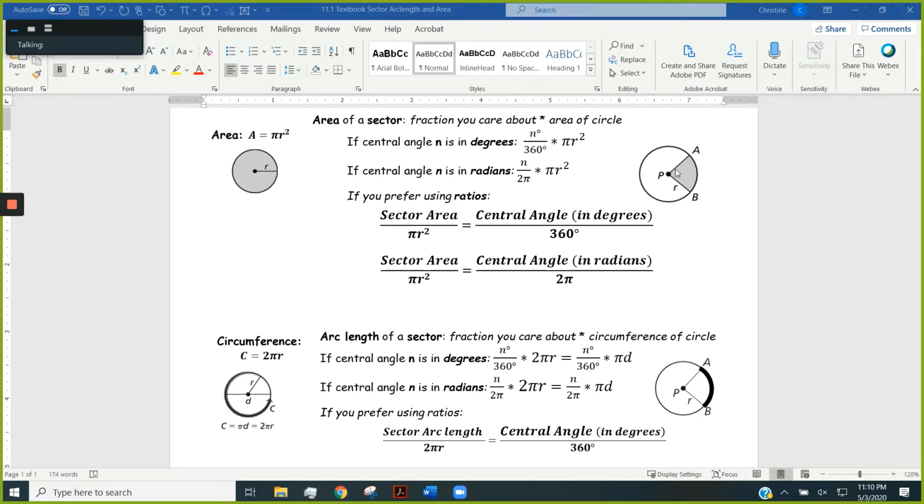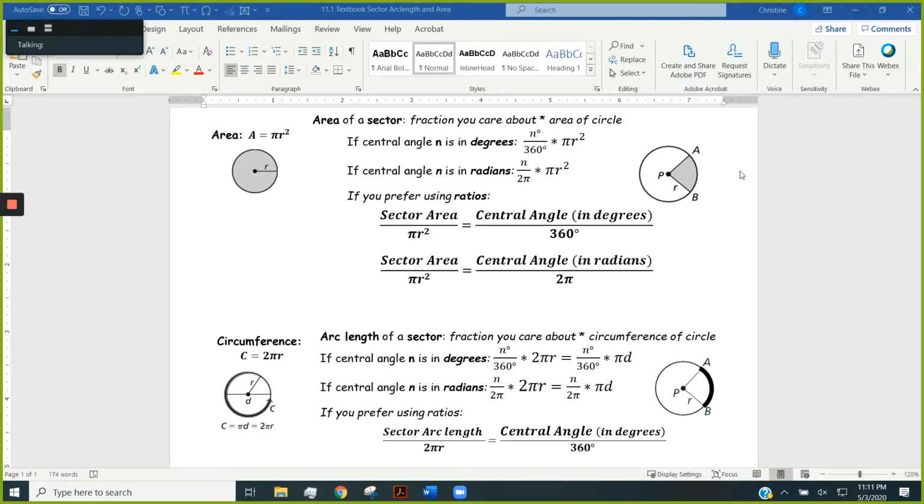Now this one's not marked, but we can talk about what it means with these symbols over here. Let's suppose they told you the central angle in terms of n degrees. To find the area of the sector, you would do n divided by 360, so part over whole, times pi r squared, the area of the circle. If it was in radians, do the same thing, but do n over 2 pi, because again, that full circle can be thought of to be 2 pi radians.